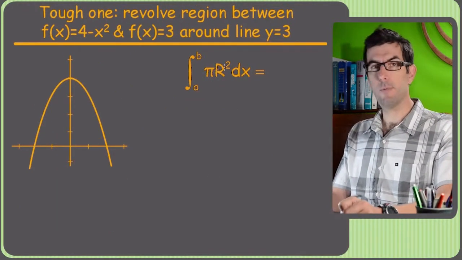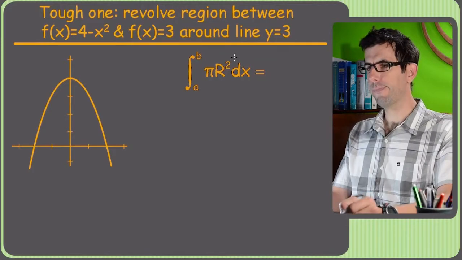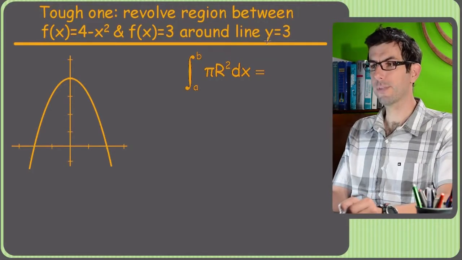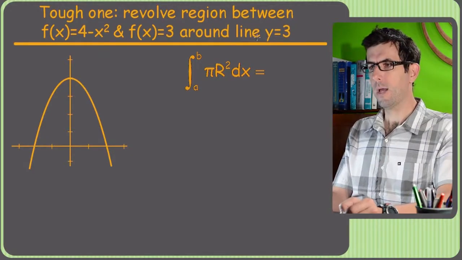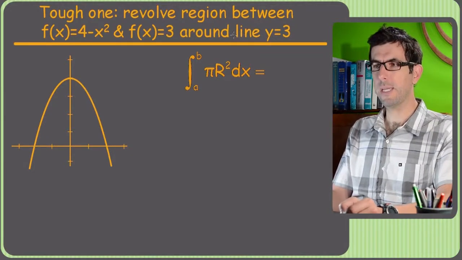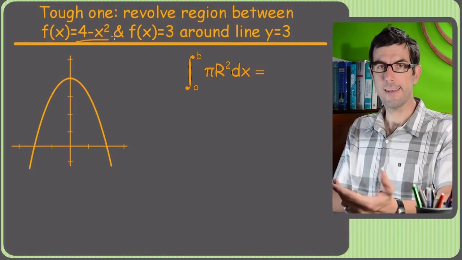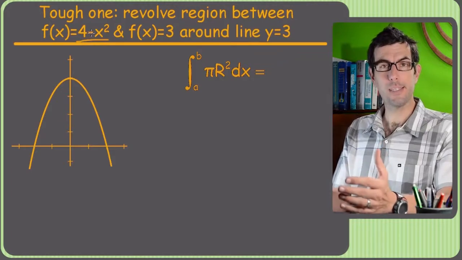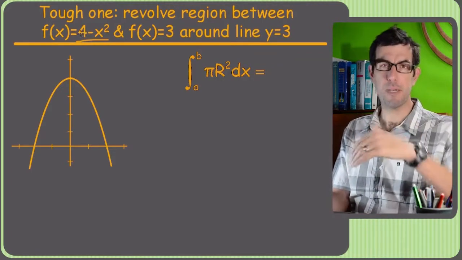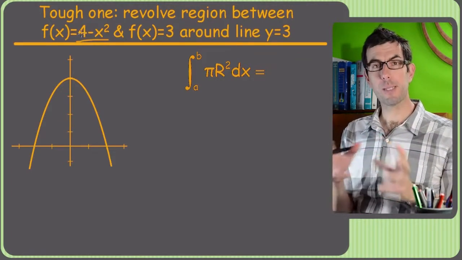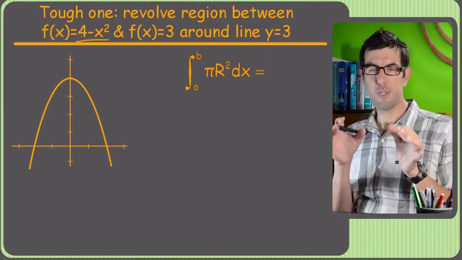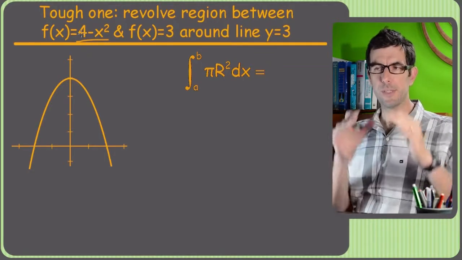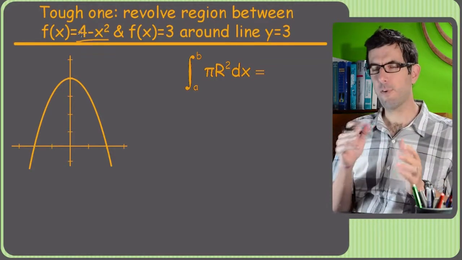Alright, tough one. I wonder why. Revolve the region around the line y equals 3. Interesting. Alright, so we changed up the region a little bit. Even though we're using the 4 minus x squared again, I like to use the same function again and again, just to show you guys how you can take the same function and mix it up into different types of problems, because it really brings out the subtleties of each individual region if we use the same curve a lot, but then we slice and dice it different ways.